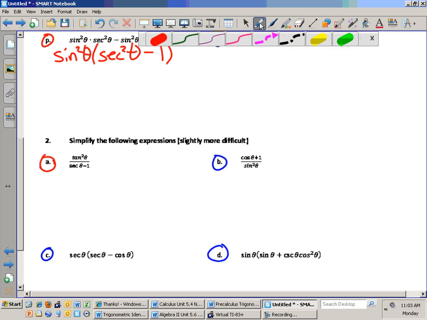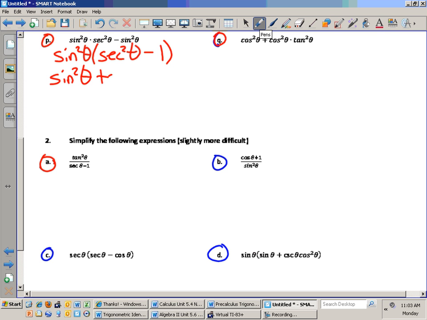So here I'm going to write sine squared of theta times tangent squared of theta. Okay, so I reduced that somewhat. What would you do next? Yeah, change tangent to sine and cosine. You get sine squared of theta times sine squared of theta over cosine squared of theta, right?